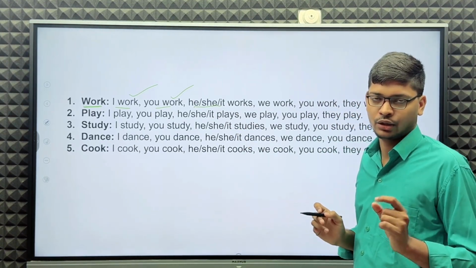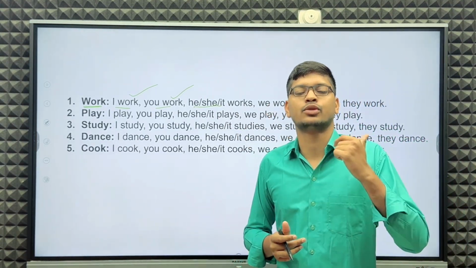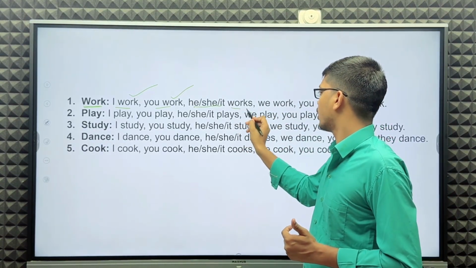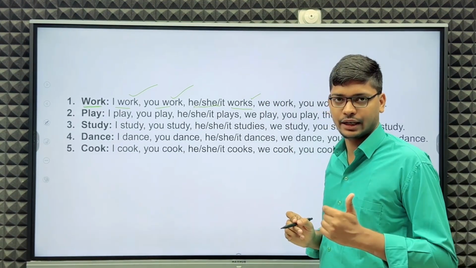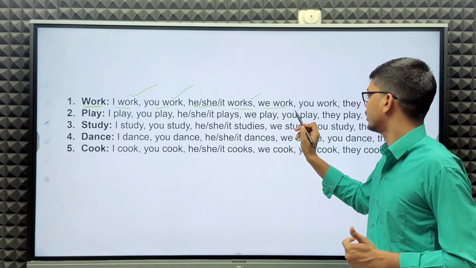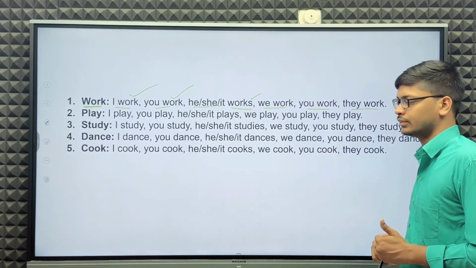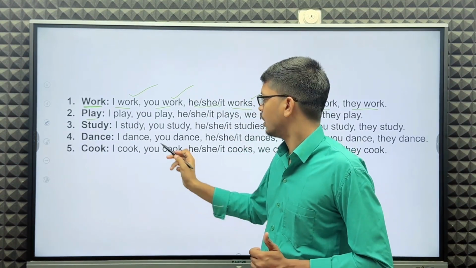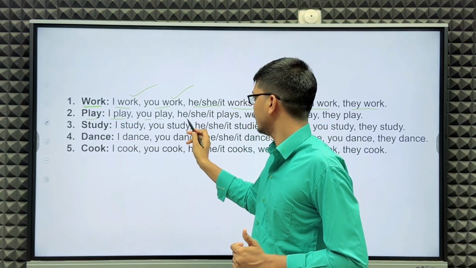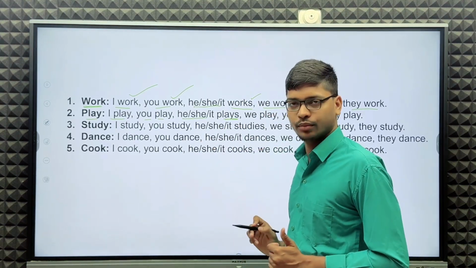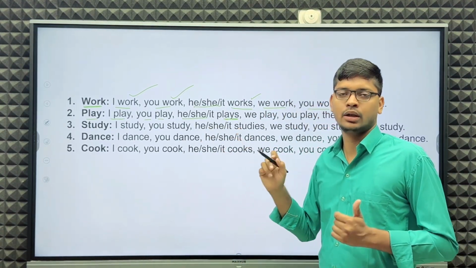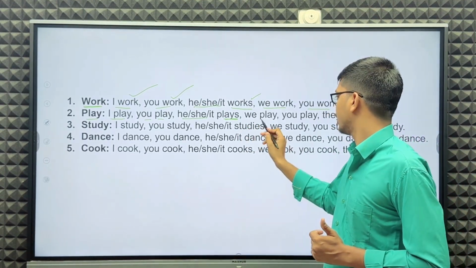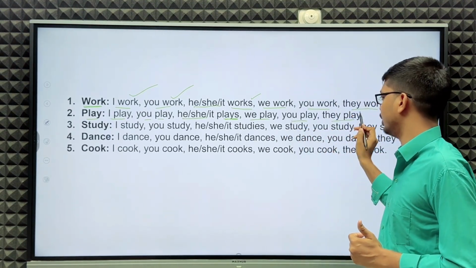With he, she, it, they are singular subjects. So with a singular subject we have to use s or es at the end of the verb. We walk, you walk, they walk. Okay, next, play. I play, you play, he, she, it plays. Because they are all singular pronouns, we have to use s or es at the end of the verb. We play, you play, they play.